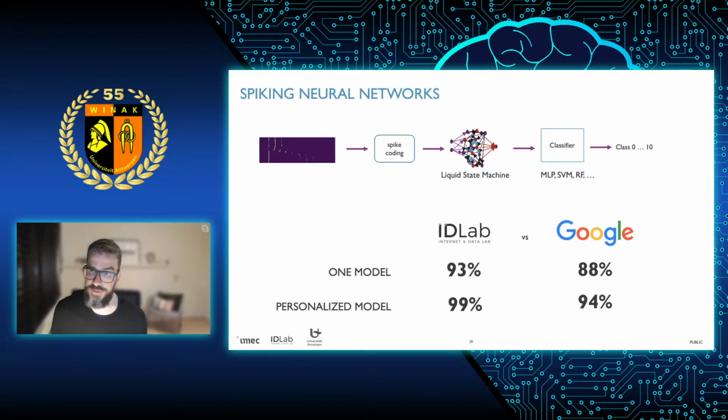If you make a personalized model, where you build it specifically for a person, so you let the person record some of those gestures, you're really able to get 99% accuracy. So it's really building a chip that works in that sense.